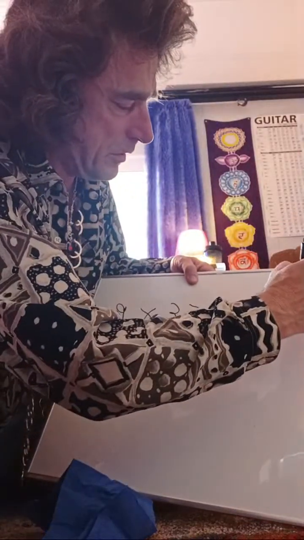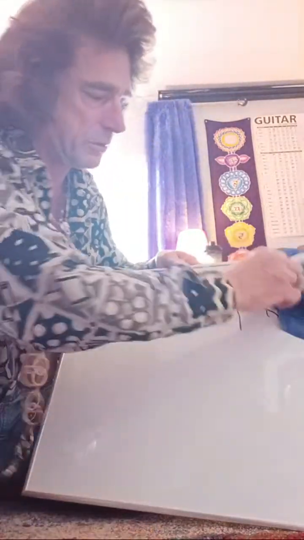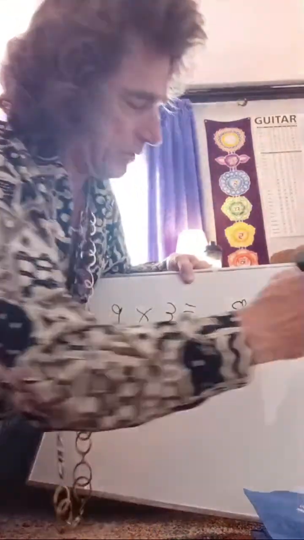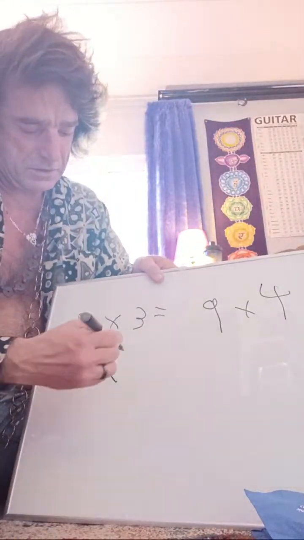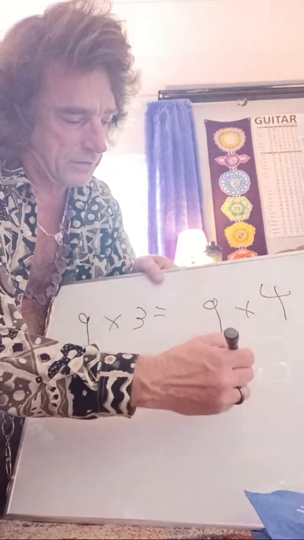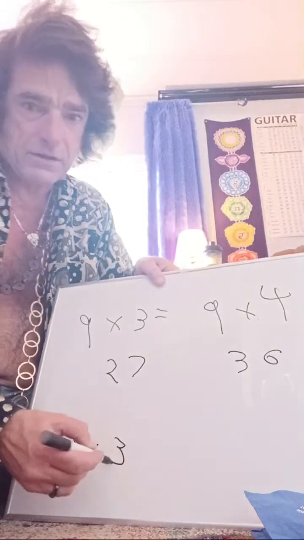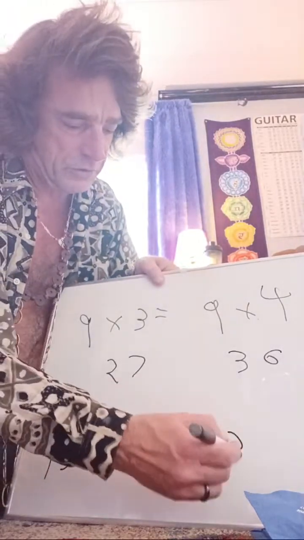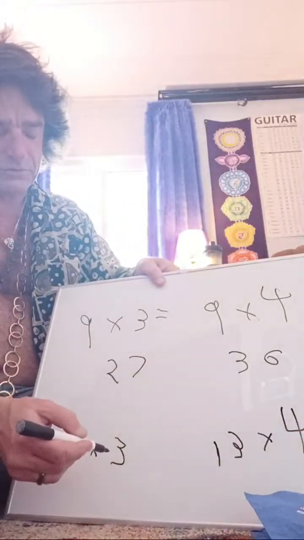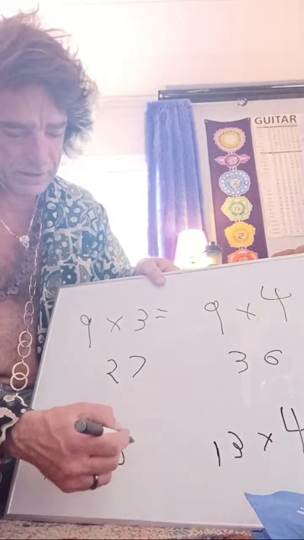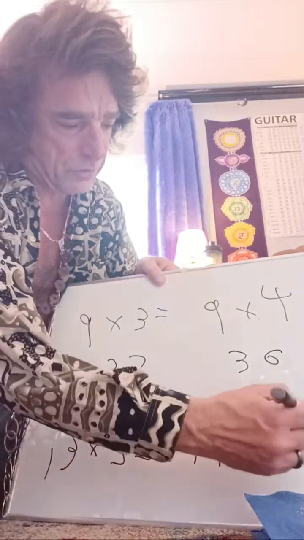How do you write 4? I'm trying to write it backwards, and I'm goofing up. Okay, 4. Okay. 9 times 3 is 27. 9 times 4 is 36. Then I'm going to take 13, multiply it by 3, and then multiply 13 also by 4. 13 times 3 is 39. 13 times 4 is 52.